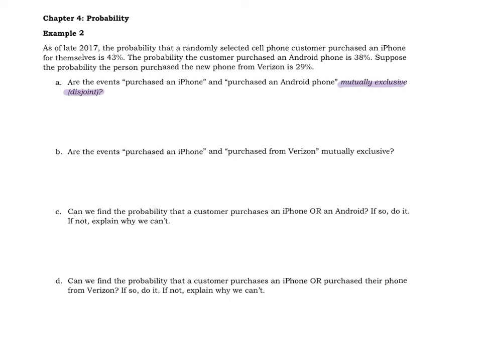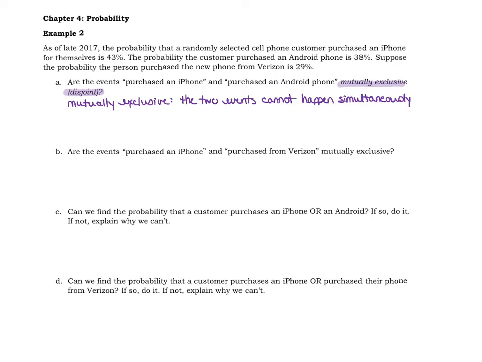Okay, those mean the same thing, mutually exclusive and disjoint, but you might not know what either one of those terms are, so let's define those first. Mutually exclusive, which is the same thing as disjoint, means this: the two events cannot happen simultaneously. Okay, so now knowing that, let's answer the question.